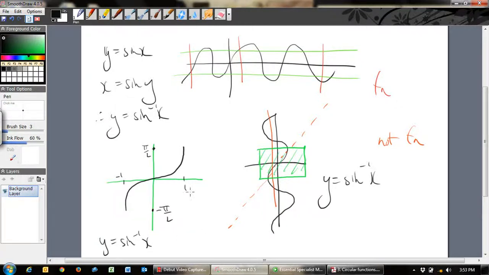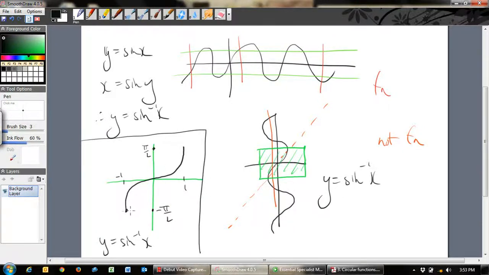So on the previous screen we talked about how it spat out an answer of 30 degrees or pi on 6. That's because that is the answer to this question in this range here. And so that's where that comes from. So that there is your inverse sine function. Isn't it a beautiful little thing?